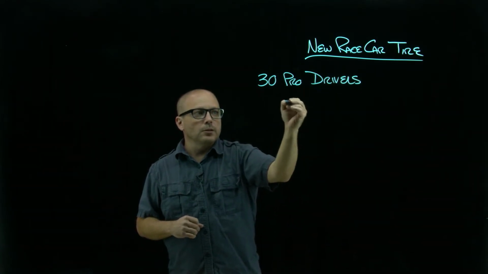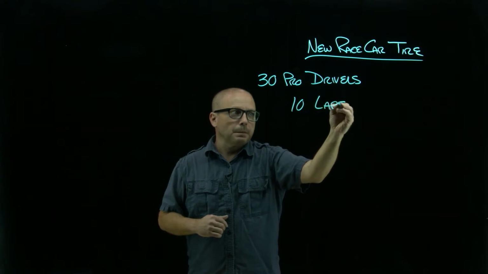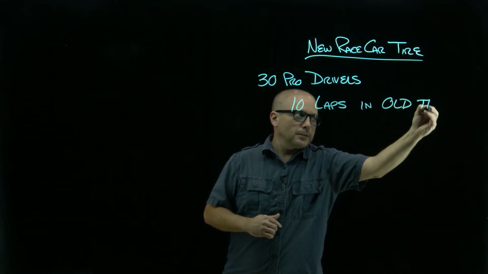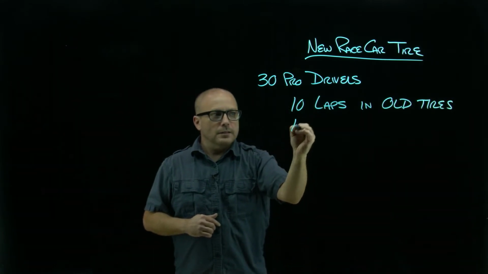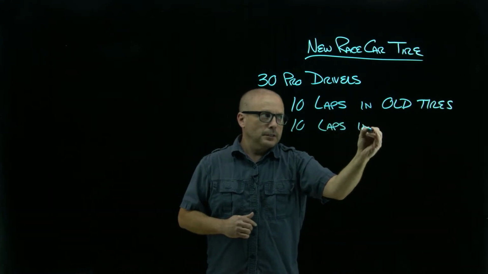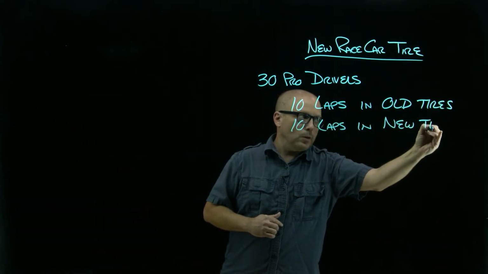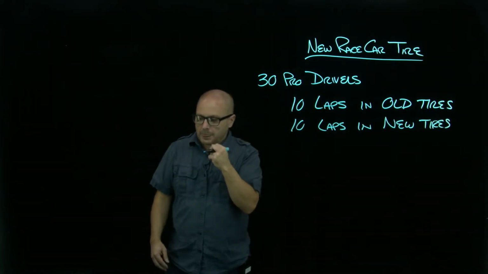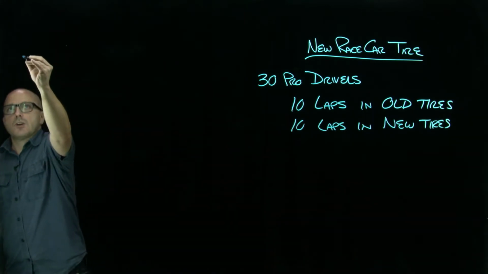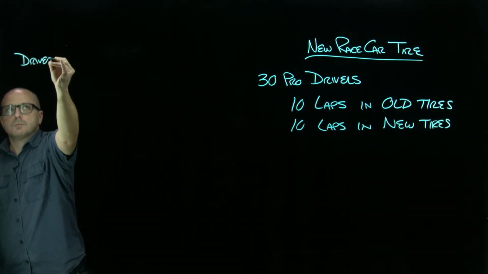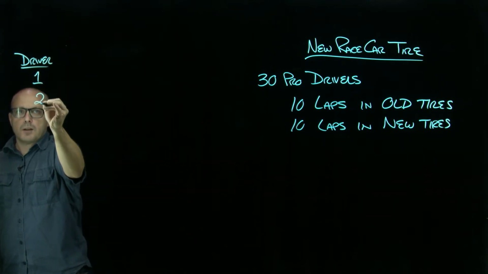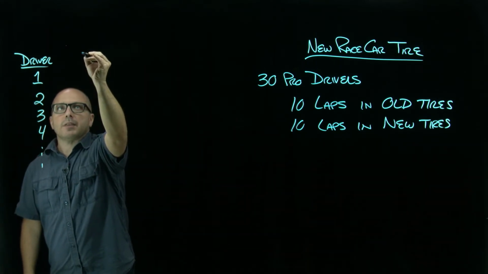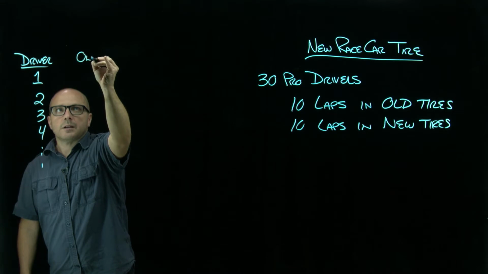and they do 10 laps in old tires and 10 laps in new tires. So what I mean by old and new is the old design and the new design. So what we would have is data where we might have the driver 1, driver 2, driver 3, 4, and so on. And then we would have their time on the old tire.